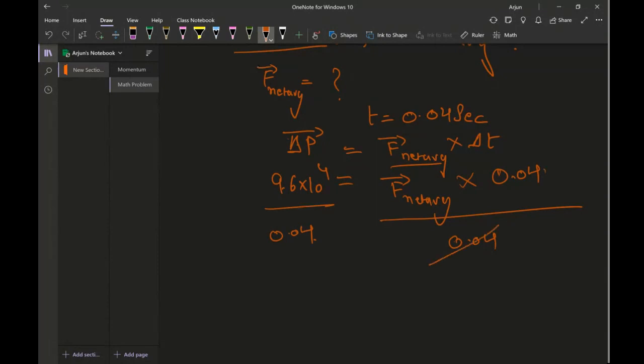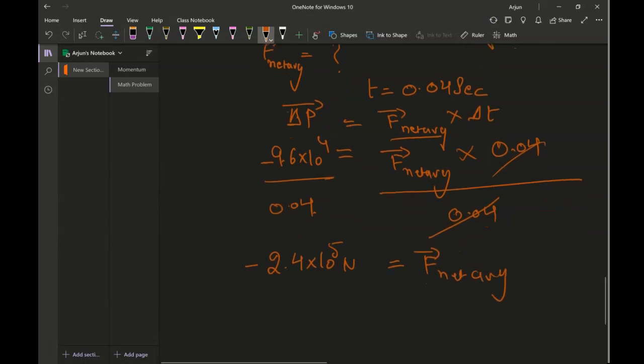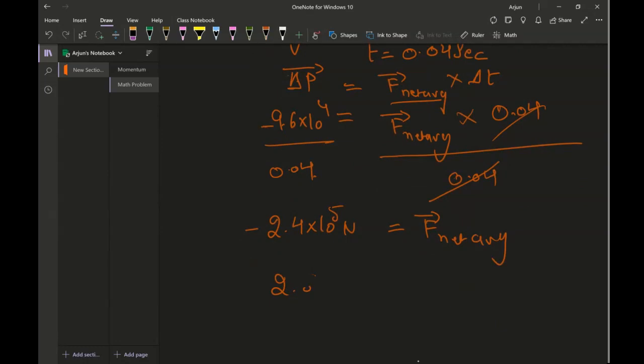if I divide this number by 0.04, it is a negative number because the change in momentum is in the west direction. That will come out to be 2.4 times 10 raised to the power 5 newtons. Again, this is negative F net average, and I can finish the question by writing down the direction: 2.4 times 10 raised to the power 5 newtons west. This is the unit, equal to F net average.